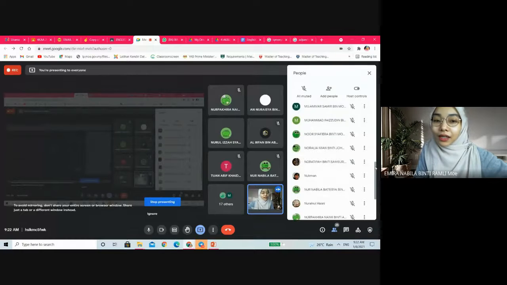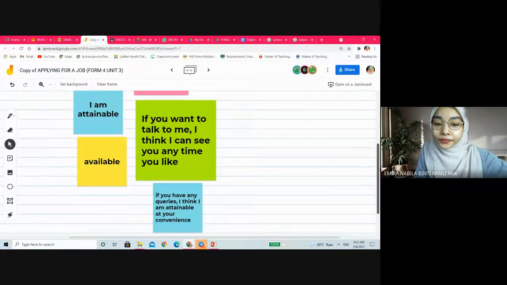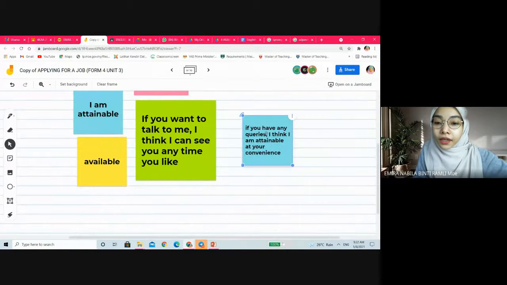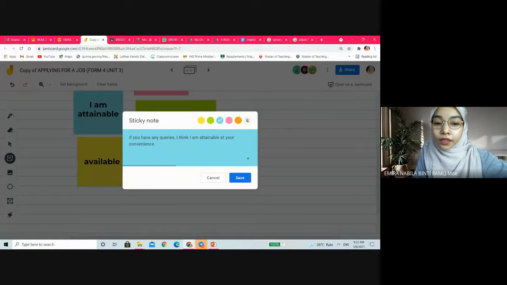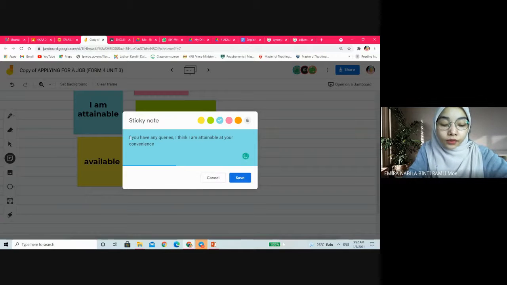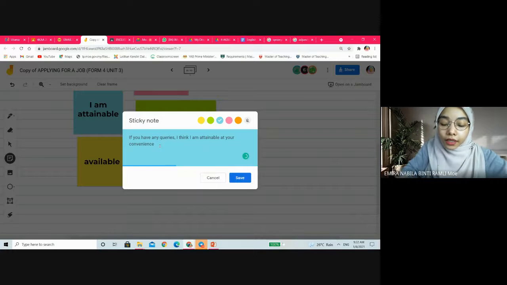Okay, so since we can't seem to get people to give me the full sentence, some people have already written the poem. Thank you. I believe that's Arifan. Okay, good job, Arifan. Just one thing, let me edit here. Whenever you give me a full sentence, it has to start with a capital letter. Okay, good job. If you have any queries, I think I am attainable at your convenience.